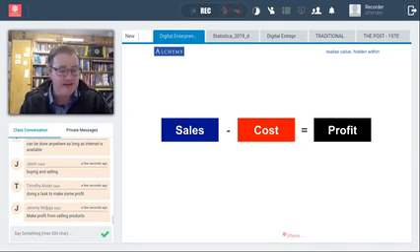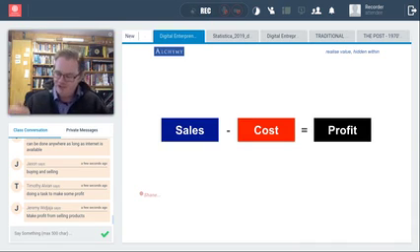Because this is the fundamental thing. This is it. This is everything. It's sales minus cost equals profit. That's all we need to worry about initially. How do we get a sale? How do we provide that service or that product? How much does it cost us? And can we make sure that the sales price is more than the cost price? Because that gives us a profit.